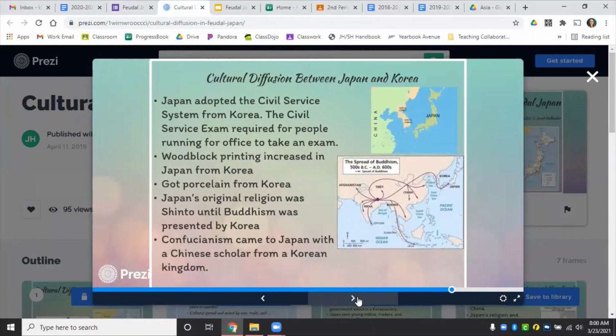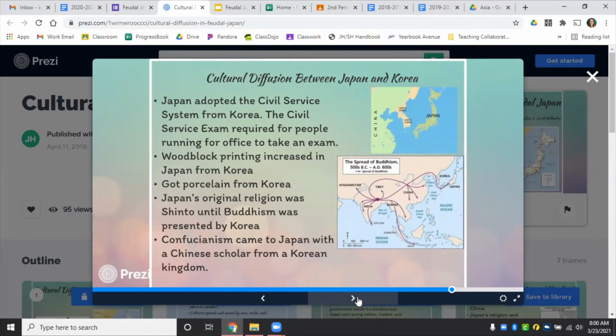So this is about cultural diffusion between Japan and Korea. Well, Japan adopted the civil service system from Korea. The civil service exam was required for people running for office to take an exam. Okay, this is an idea that people have a say in the government, but they need to be fit to do so. So they take the exam to make sure that they understand how the government works before they're allowed to run in it.